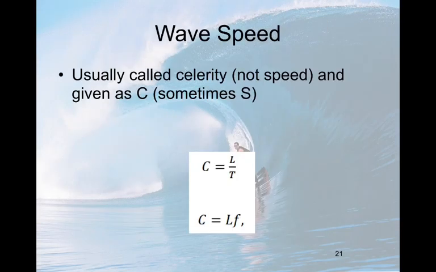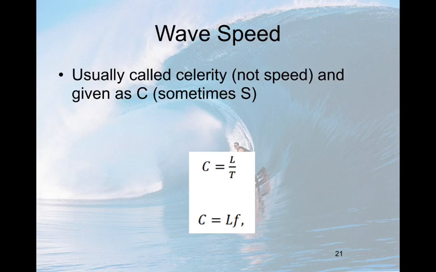Wave speed. Wave speed is usually called celerity and not speed. So when we do that, it's typically given as C instead of S. I believe your book does use S in some formulas. For the purposes of this class, we're going to use them interchangeably, and I, from habit, typically use C.